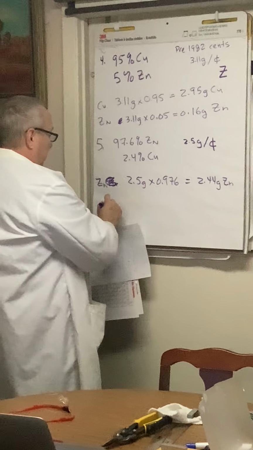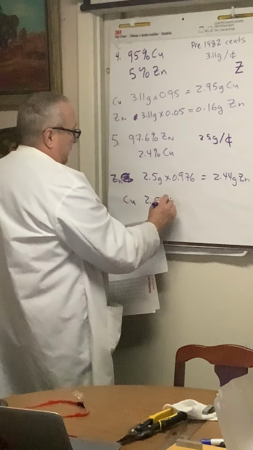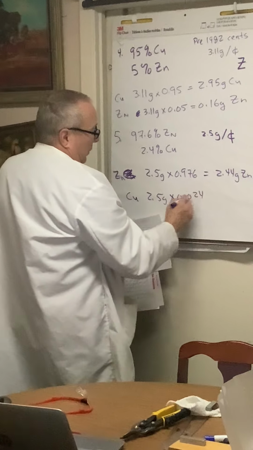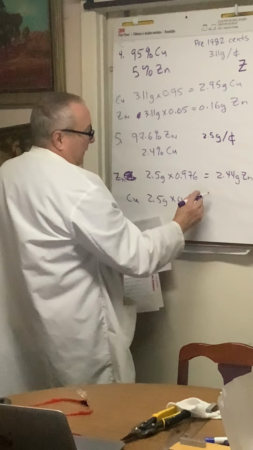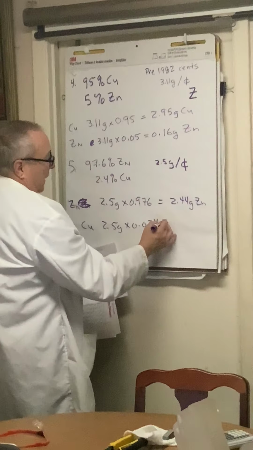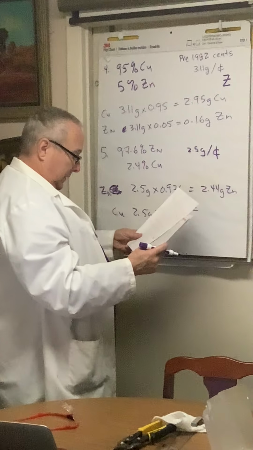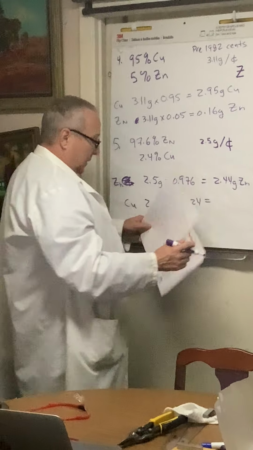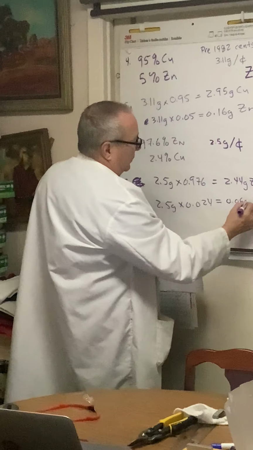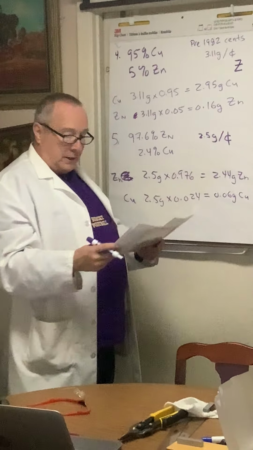And then for copper, 2.5 grams times 0.024, or 2.4%, or 0.024 fraction, and that would be equal to, and I did the math on that, 0.06 grams of copper. A lot less copper.